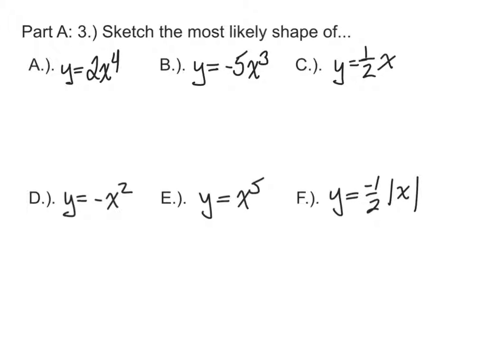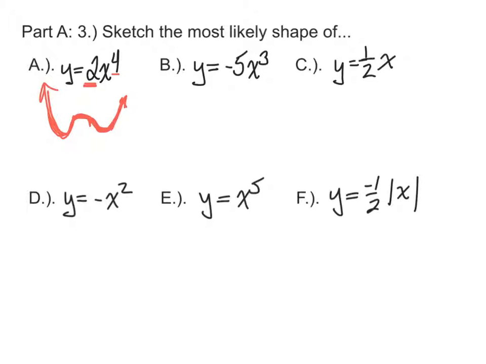In problem 3, we want to sketch the most likely shape of each of these graphs. So in the first one, we're going to just take a look at these two pieces of information. Since its leading coefficient is 2, 2 is positive, that means it's going to go up on the end. Then we take a look at the degree. Since the degree is 4, that means it's got 3 turns. 1, 2, 3. So this is the most likely shape of y equals 2x to the fourth.